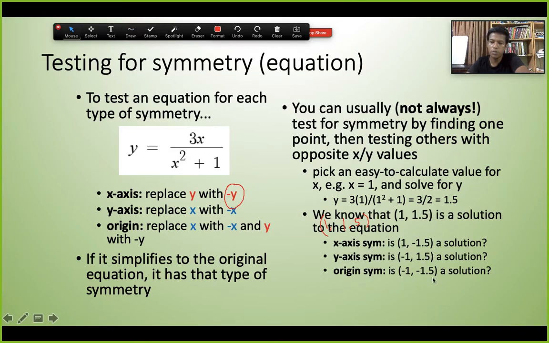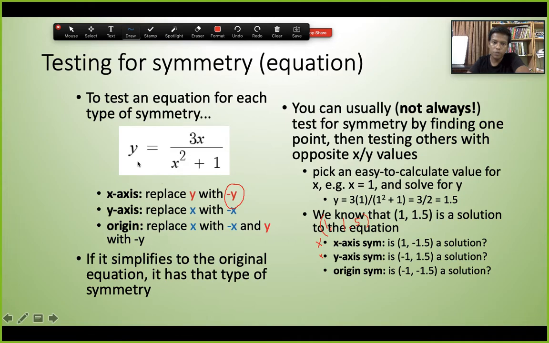Is this a solution, is this a solution, or is this a solution? Which one is a solution, or which one is agreeing with our original equation? Okay, which one is agreeing? So let's put both of them. Let's put minus 1. Since we already know that this is origin symmetry, at least let's check the origin symmetry part here, because the other two we already know will not match. This will not match, and this will not match here.